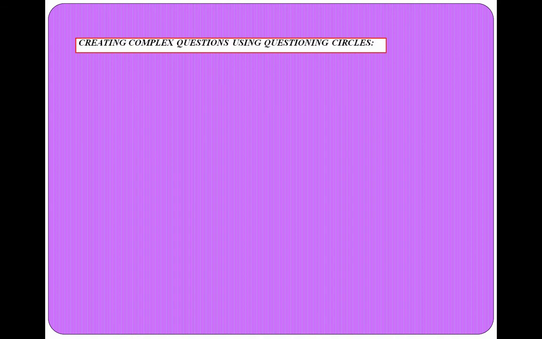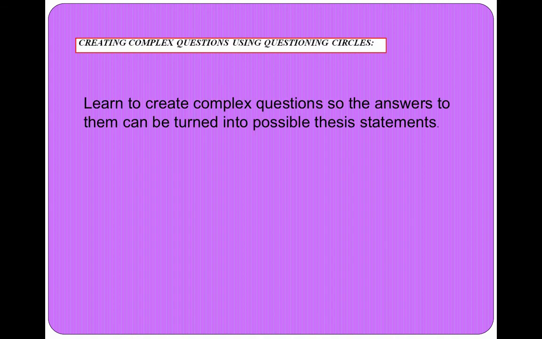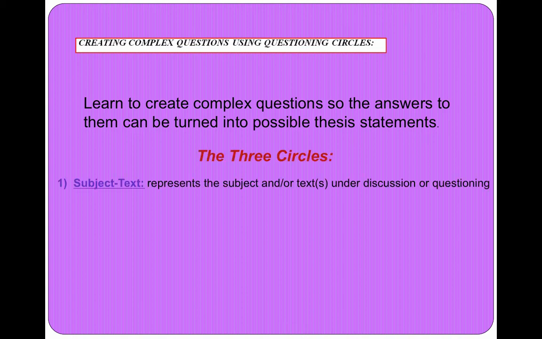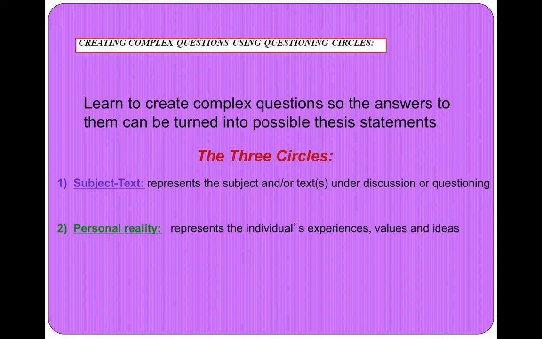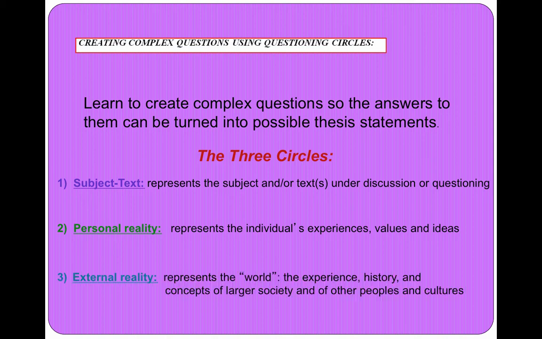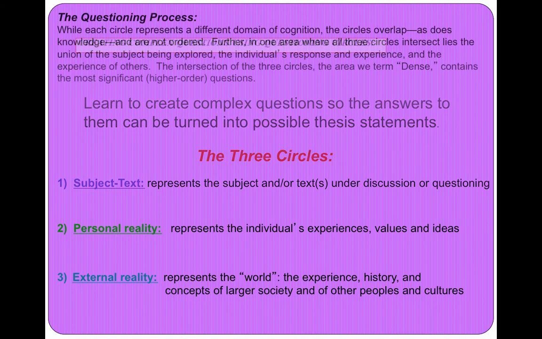Creating complex questions using questioning circles. Learn to create complex questions so the answers to them can be turned into possible thesis statements. The 3 circles. Subject text represents the subject and/or text under discussion or questioning. Personal reality represents the individual's experiences, values, and ideas. External reality represents the world, the experience, history, and concepts of larger society and of other peoples and cultures.